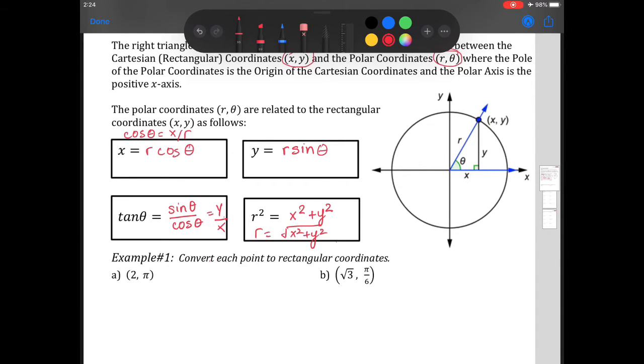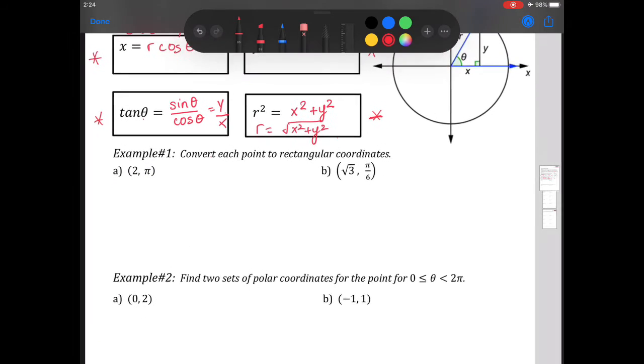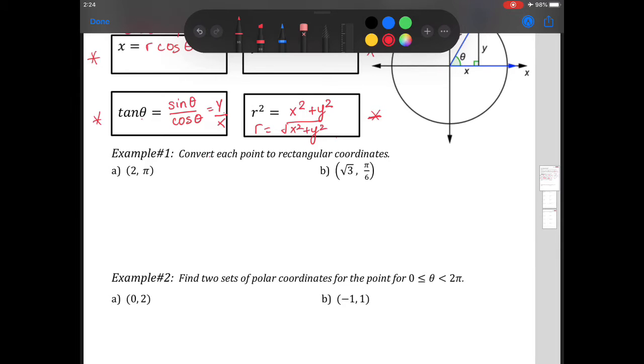These two help me convert rectangular to polar, and these other ones help me convert polar to rectangular. So let's get started with converting each point to rectangular coordinates. This is my r, this is my theta. So how do I use this?